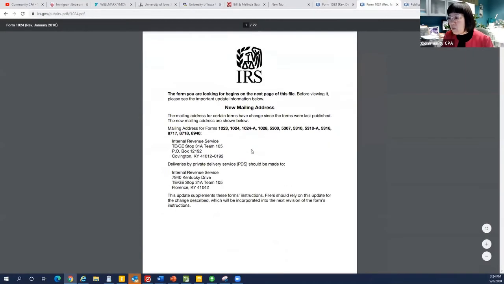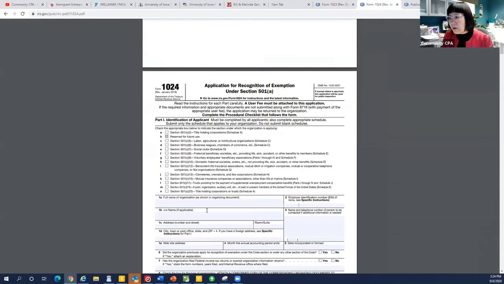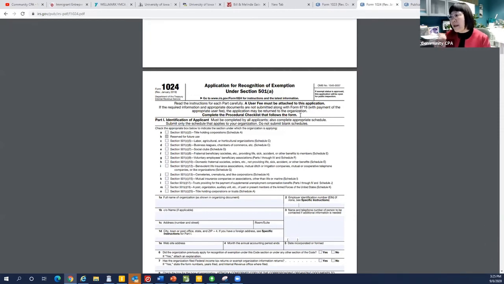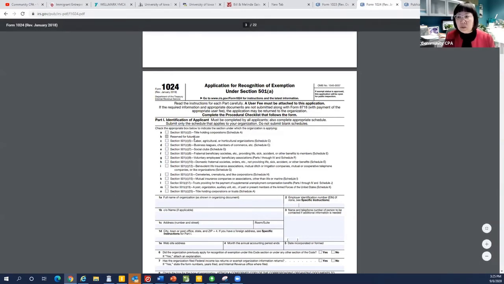However, there is another one. It's called a 1024. But right here, the IRS says it is under section 501a. They didn't say c3. They say 501a. Right here, it tells you, if you have a 501c2, you are here. 501c5, you are here. 501c6, you are here. Remember, this is the one I was talking about with the business league, chambers of commerce, all of that stuff. They're here, so they have a different form. If it is not listed here, you go back to the 1023. So that's what you need to apply.